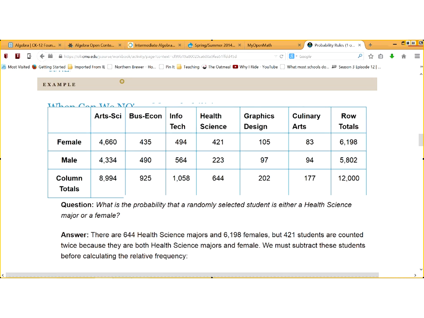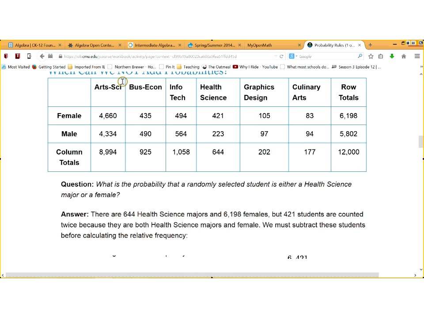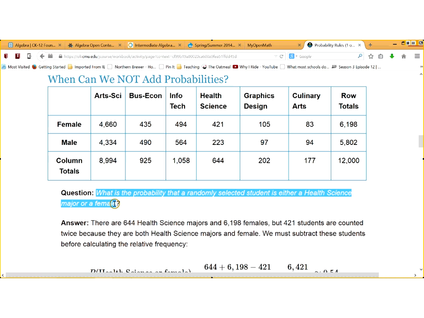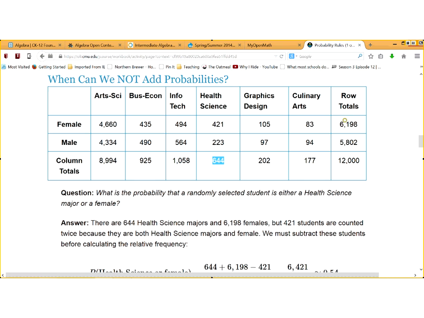So when can we not add probabilities directly? Here's the question: what's the probability that a randomly selected student from this table, which I think might have also been in Module 5, is either a health science major or a female? We can't just add them directly because here are the health science majors, there's 644 of them, and here are the females, 6,198. But if we just add those, then we've counted 421 people twice: the people who are both health science majors and females.